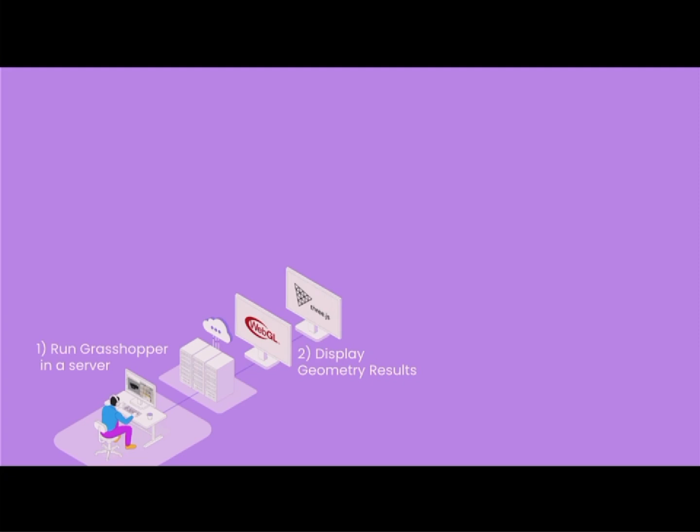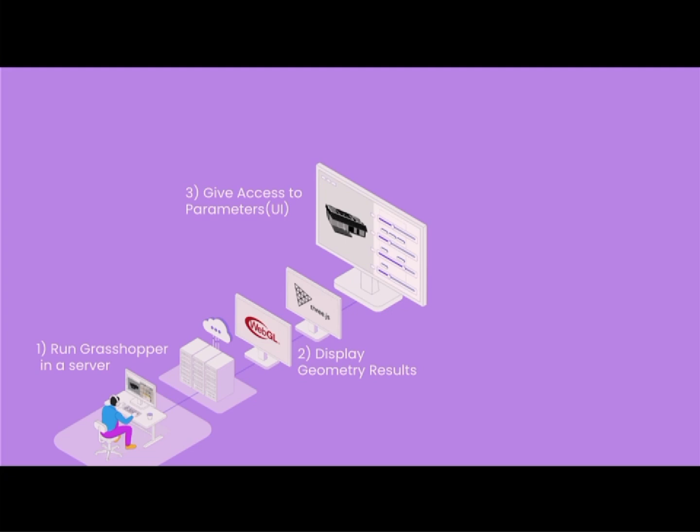So now you can run your Grasshoppers in the servers, you can display the geometry results, but now we need to give access to the parameters, okay, the user interface. So all of the sliders, drop-down menus that you normally see in Grasshopper, how do you expose that in the browser? So in one route, you would use web frameworks, so regular CSS, HTML, JavaScript to create all of your sliders, all of your drop-down menus, map what you get from Grasshopper into the browser.